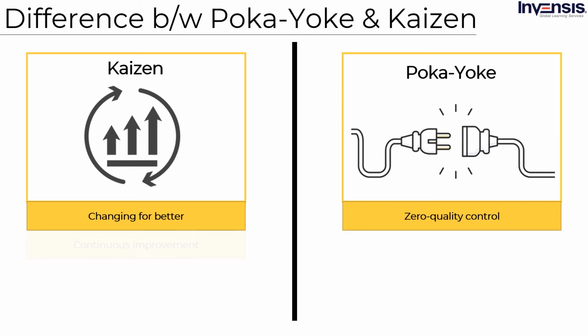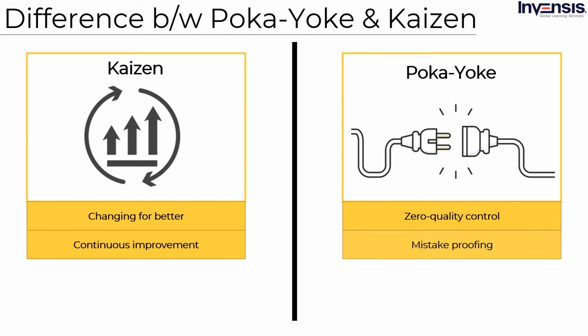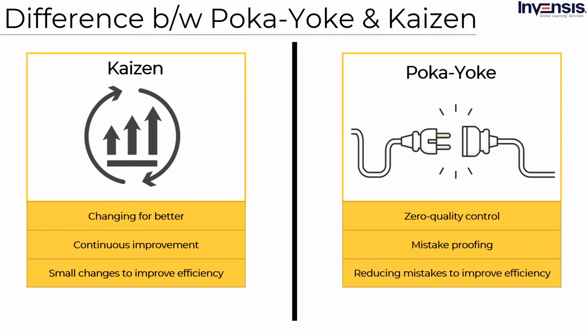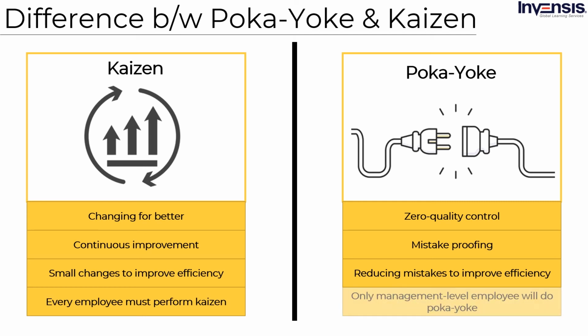Kaizen mainly deals with continuous improvement, whereas Poka-Yoke deals with mistake proofing. Similarly, Kaizen implements small changes for improving efficiency and productivity, whereas Poka-Yoke tries to reduce the errors and mistakes to perform the same. While performing Kaizen, every employee ranging from CEO to the assembly workers is involved, but Poka-Yoke only involves management-level employees. Poka-Yoke mainly tries to reduce human errors wherever they could occur.